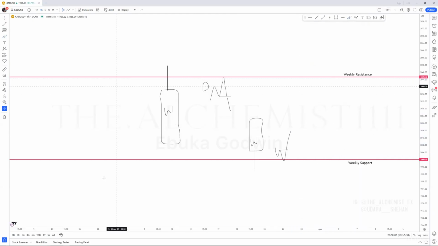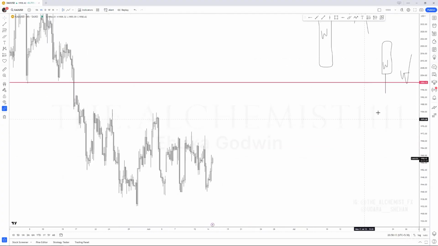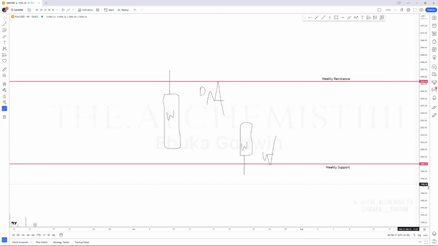Okay, now it is not as easy as it seems. A drawing can be easy and understood very easily, but once you get into the charts, you might wonder, okay, how does this happen here? So yeah, I'll explain. I'll show you a lot of examples so you will understand.